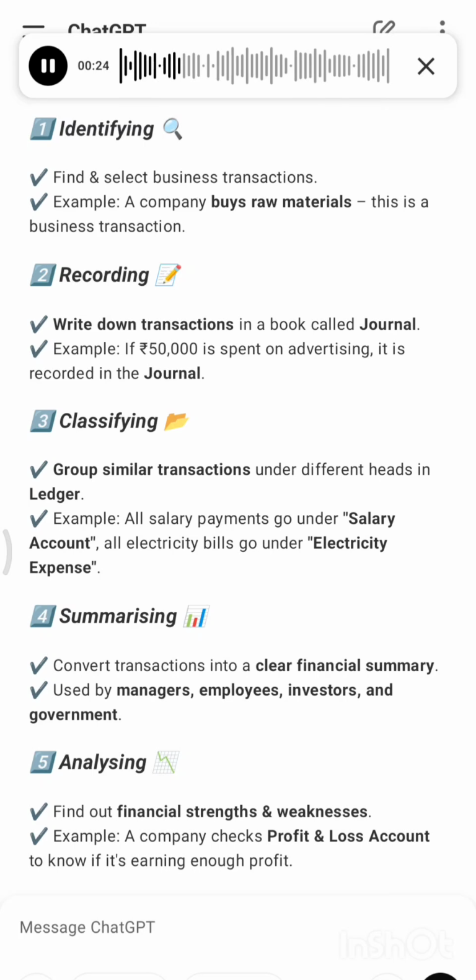Next, recording. Write down transactions in a book called the journal. Example: if $50,000 is spent on advertising, it is recorded in the journal.